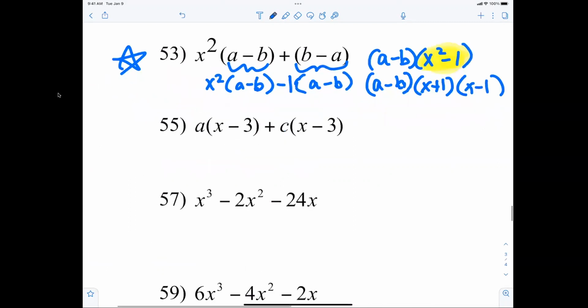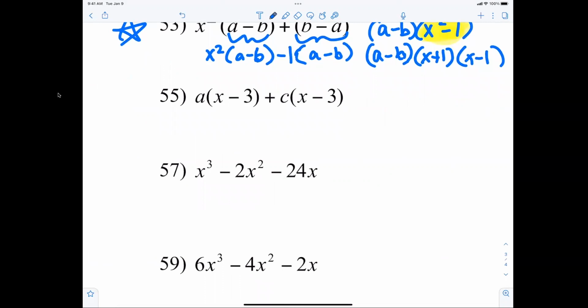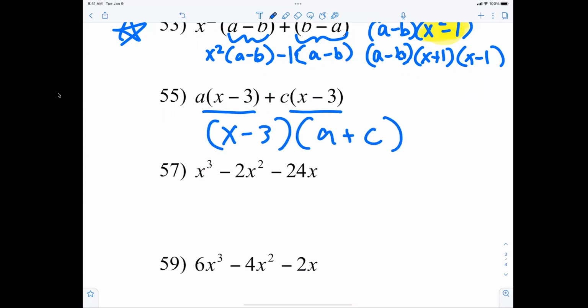All right, let's just knock out 53. That's correct. This must be factored completely. All right, let's look at 55. 55 is an easy one. Right? This is the old one. What am I doing? What am I factoring out? X minus 3. What's left behind? A plus C.